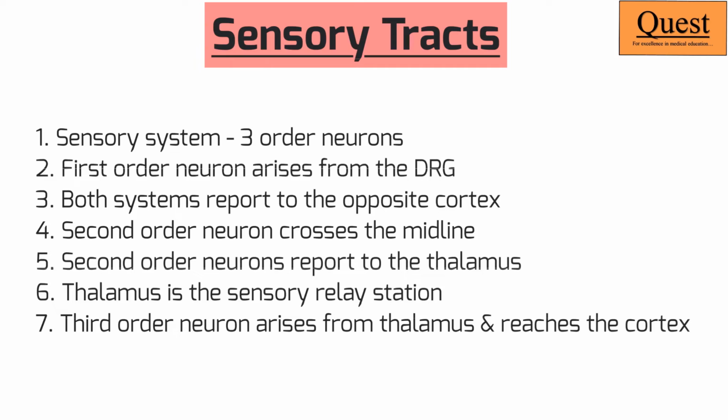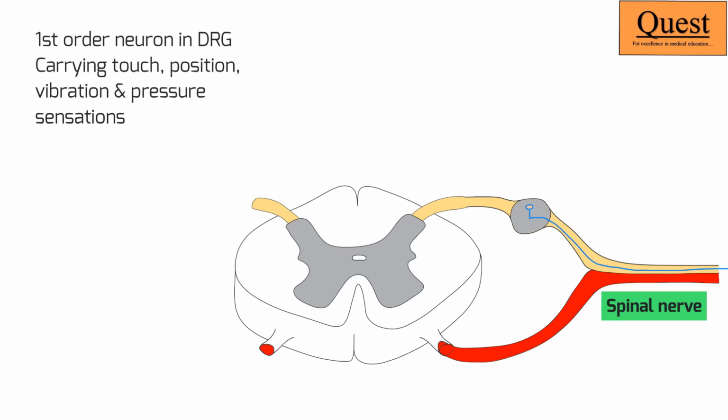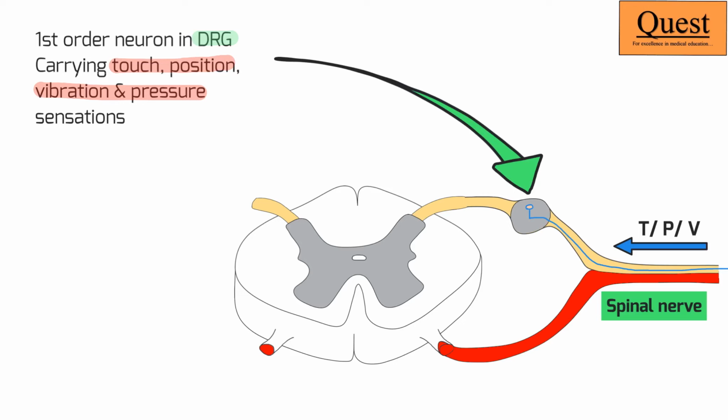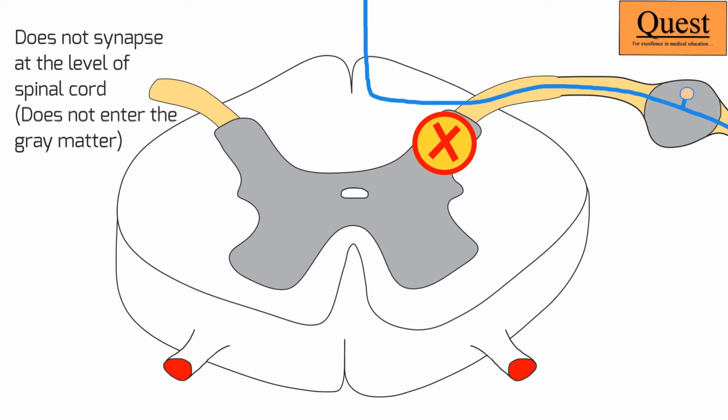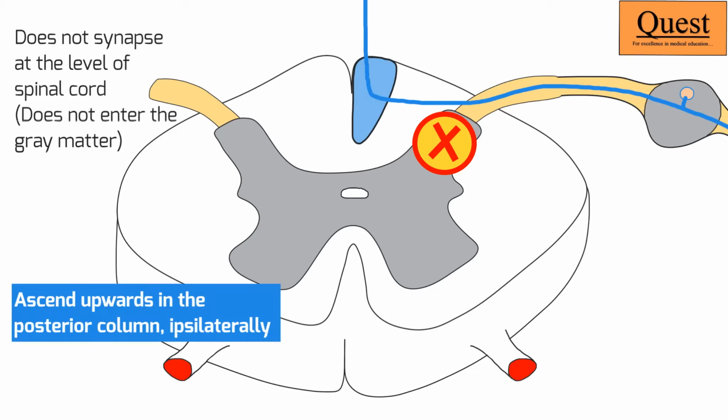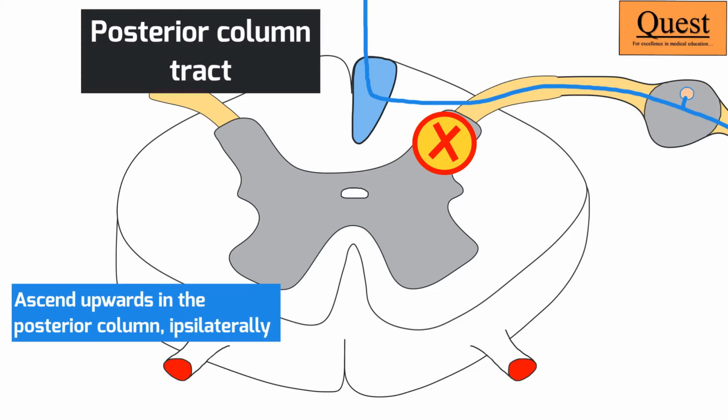With this basic overview of how the sensory system works, let's turn to our first tract. This tract has its first order neuron carrying the sensations of touch, pressure, position, and vibration. And the first order neuron, as we already know, has its cell body in the dorsal root ganglion. The central process from the dorsal root ganglion is going to enter the spinal cord via the posterior root, and it will start ascending upwards. That means it is not going to synapse at the level of the spinal cord, but its fibers will start moving towards the posterior column, which is the white matter of the spinal cord. This is called the posterior column tract.